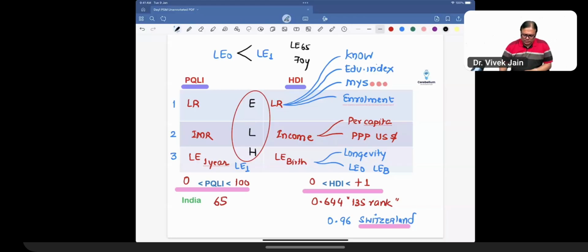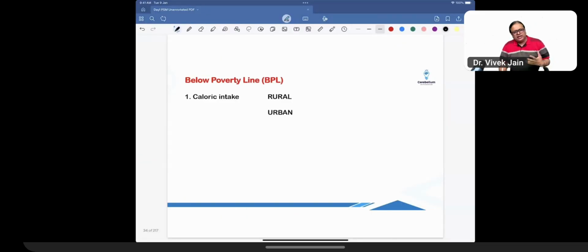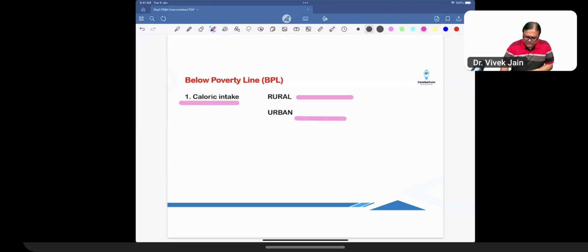Poverty. So first we look at caloric intake because that is the most important proxy indicator. What are the cutoffs in rural and urban areas of India? Value based questions. Good, all of you are right. Less than 2400 and 2100 kilocalories a day.